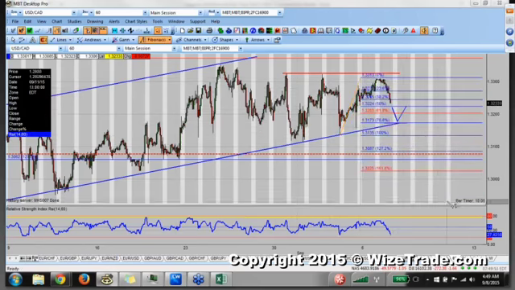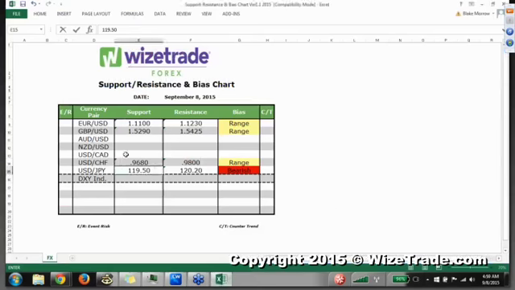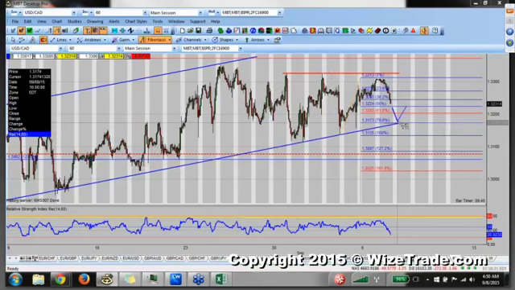131.75. That is the place to be on the long side of the dollar Canadian. 131.75, and then resistance obviously is 133.25. And it's still a very bullish bias. You want to be on the long side down here if you can get it. Still trending higher in this channel.